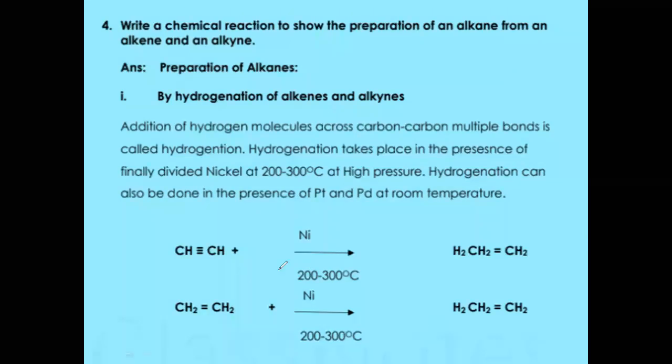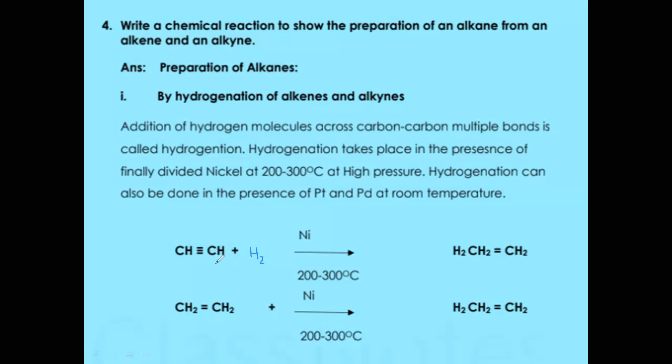So addition of hydrogen will convert first the alkyne. Which alkyne do we have? That is ethyne, because it is a 2 carbon containing alkyne. It will react with hydrogen, and this hydrogenation will take place in the presence of finely divided nickel, meaning powdered nickel, at 200 to 300 degrees centigrade and at a high pressure. Hydrogenation can also be done in the presence of other catalysts, like we can also use platinum or palladium at room temperature.